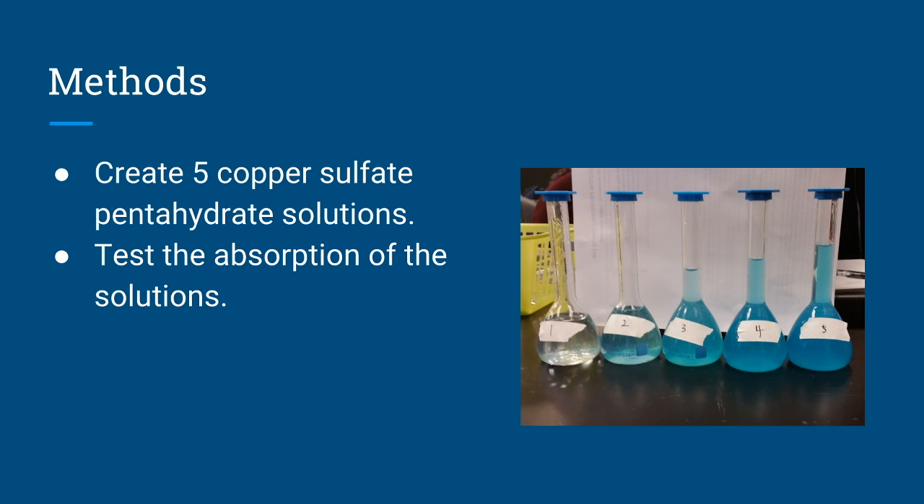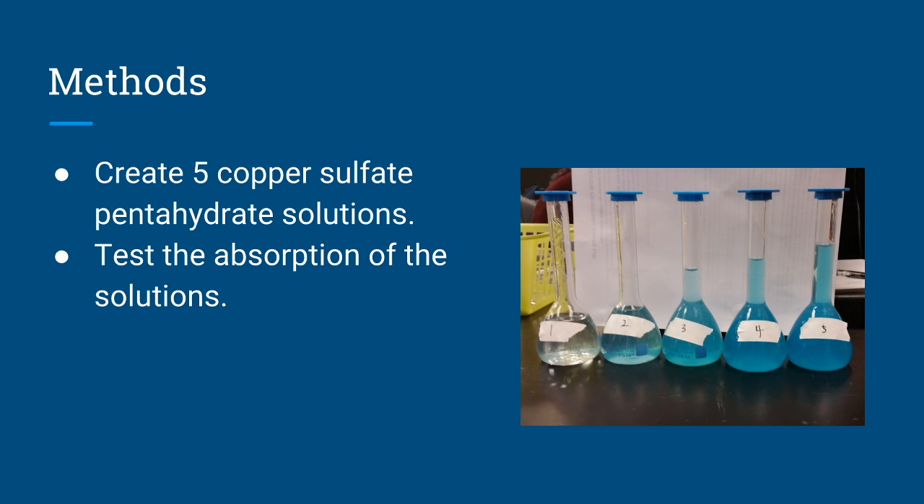For the fourth solution, weigh out 4.992 grams of the copper sulfate pentahydrate and add it to the volumetric flask, then label it 0.200 molar. Then fill up the volumetric flask up to the 100 milliliter mark.